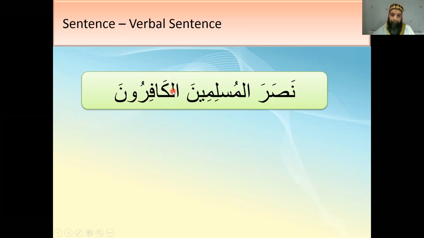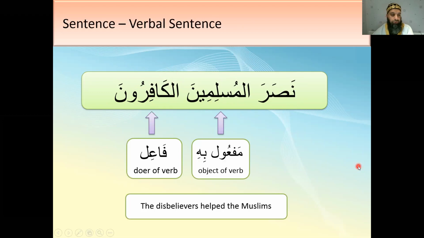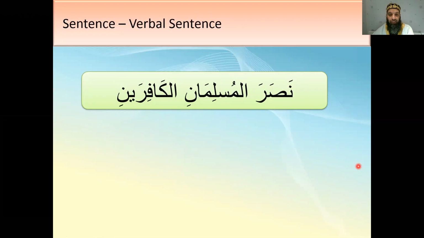Exactly. Yes, because the disbelievers this time are marfu. Una is marfu, plural. Kafiruna, so Nasara, he helped. Who helped? Al-Kafirun helped the Muslimin. Muslimin is mansub. Happy with that one? No answers, so I think that's good. Yes, brother, carry on.